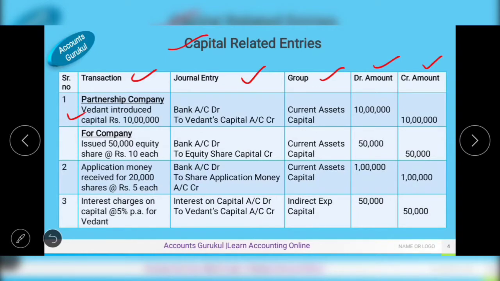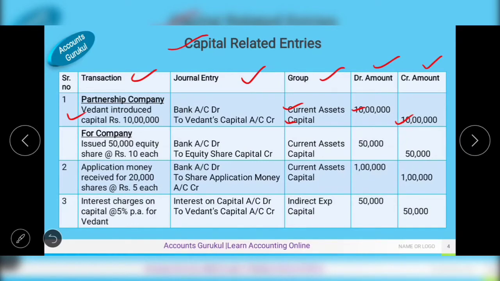The group is that bank is grouped under current assets and Vedant's capital is under the capital account. That's a liability from the business. And the debit amount is 10 lakh and the credit amount is 10 lakh.